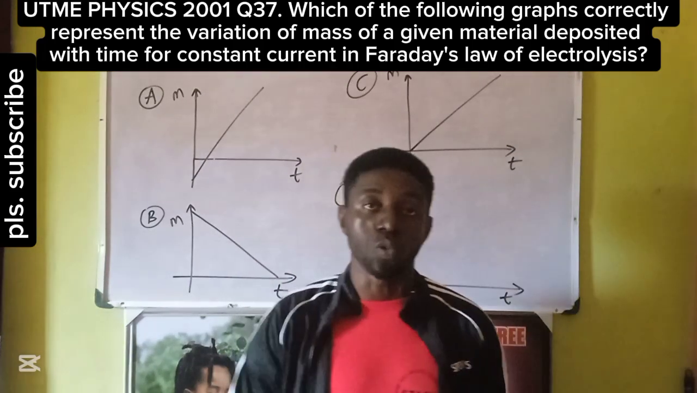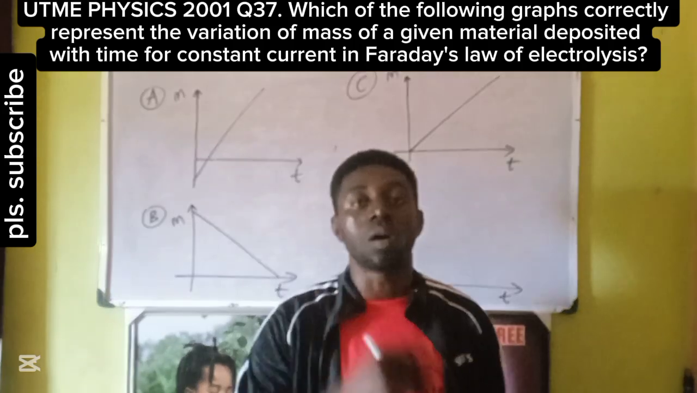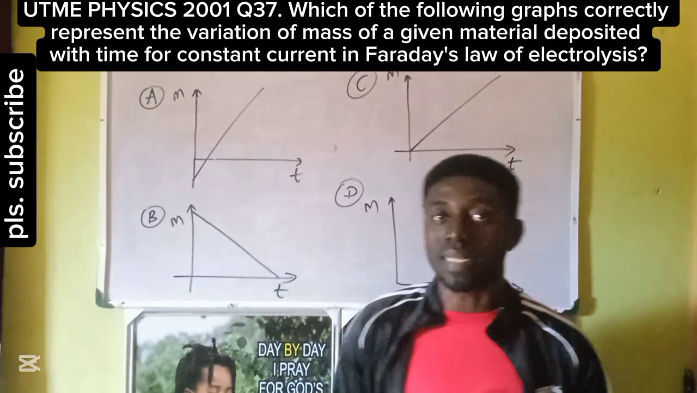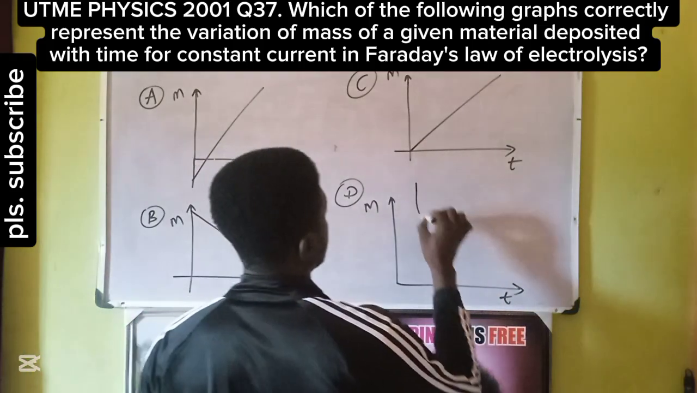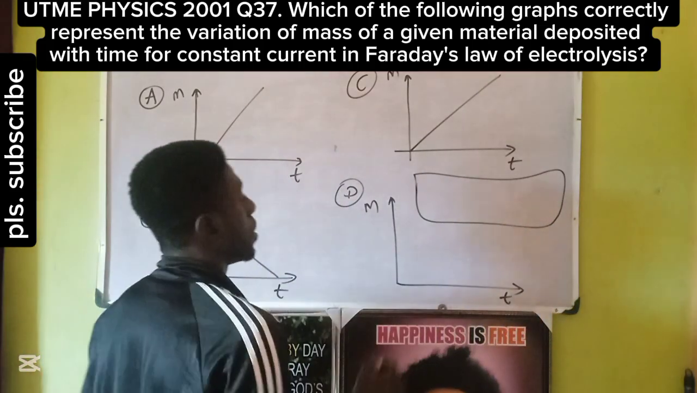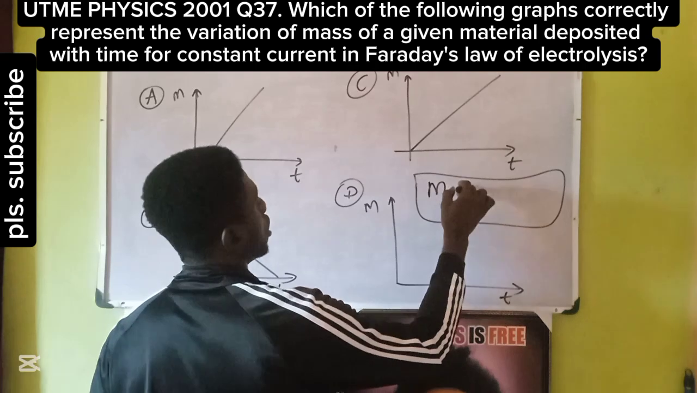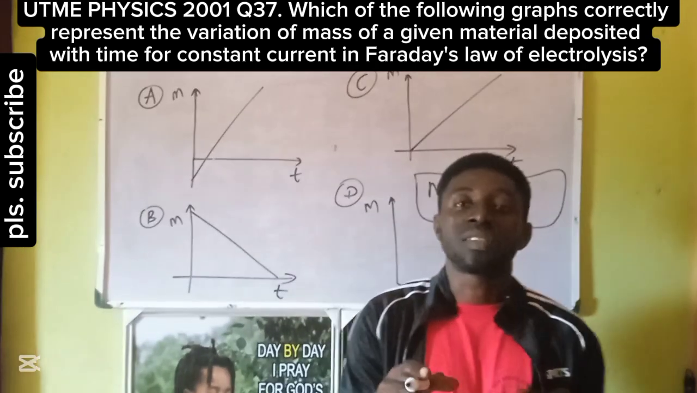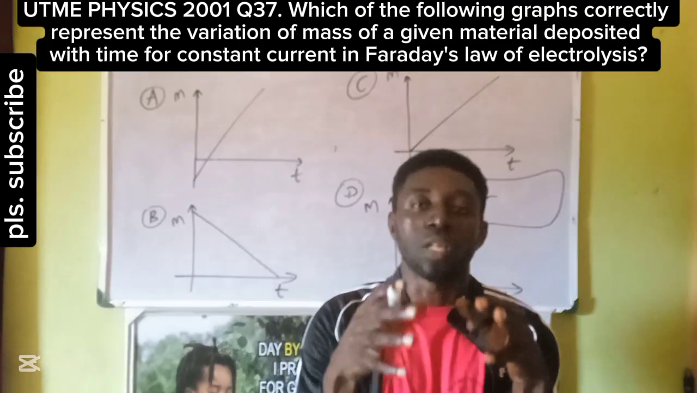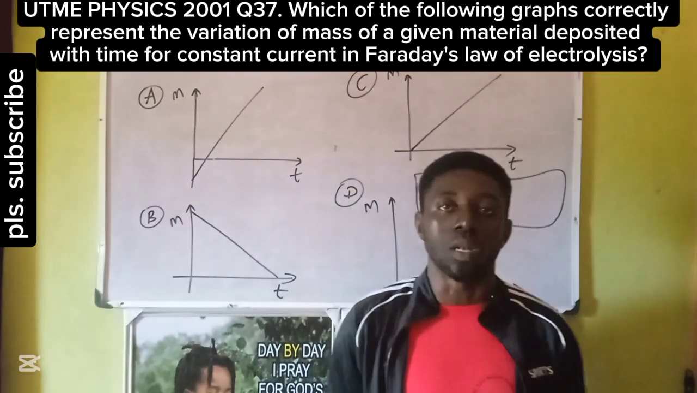From the question also, you know this is Faraday's first law of electrolysis. Let's start this way. What does the law say? The law says that M is proportional to Q. Let me explain what Faraday's first law of electrolysis targets, before I state the law.